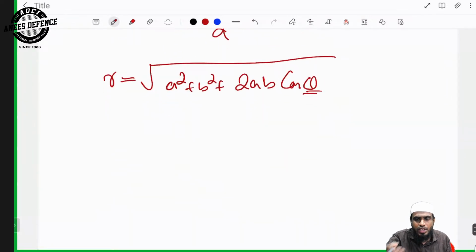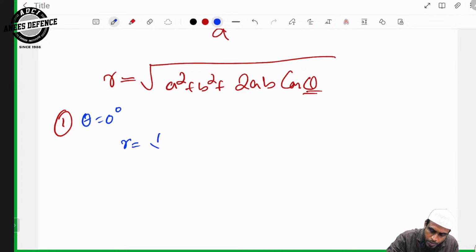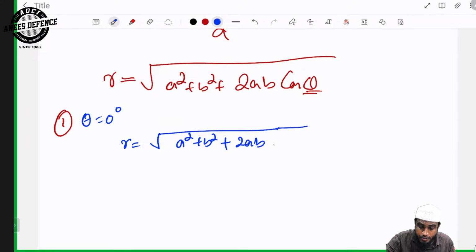We can take some special cases. For example, case 1, theta equal to 0 degree. So what is the resultant? It will be A square plus B square plus 2AB cos theta, and cos theta is cos 0. So cos 0 is actually 1.